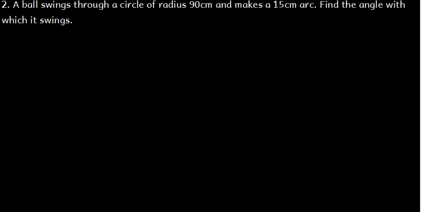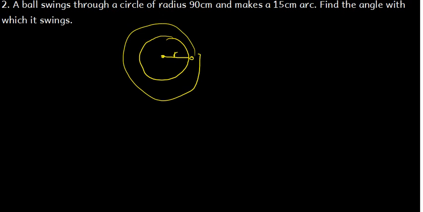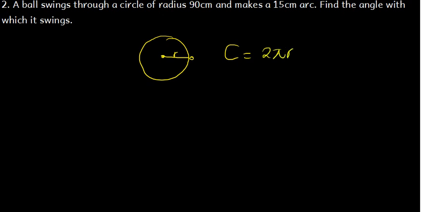Second question here. A ball swings through a circle of radius 90 centimeters and makes a 15 centimeters arc. Find the angle with which it swings. So when you have got something moving in a circle like that, we have got the radius there. We know that the distance from this point back to this point is called the circumference. For a circle, the distance around the circle is called circumference, and that is given by 2 pi r.